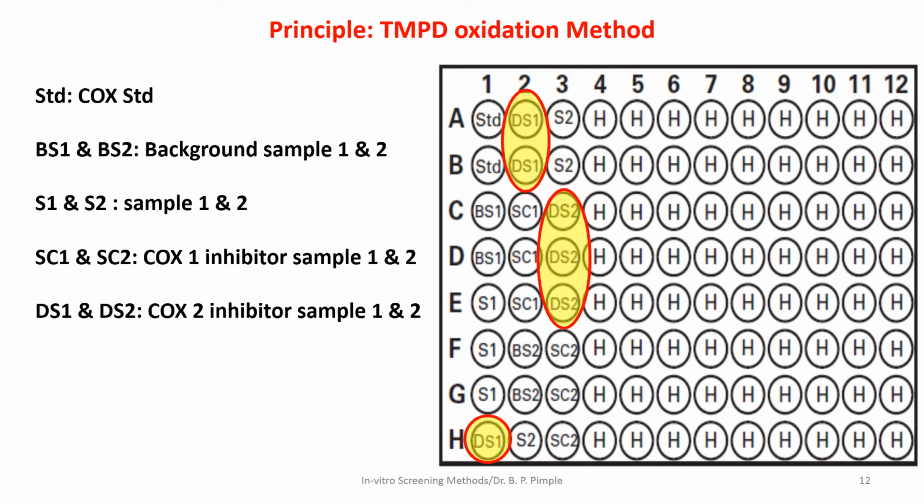Similarly, there is a COX2 inhibitor, that is DS1 and DS2, added in these wells. And lastly, if you have a range of different samples, those can be added in these H wells. So suppose simultaneously you can analyze 9 into 8, that is 72 samples.